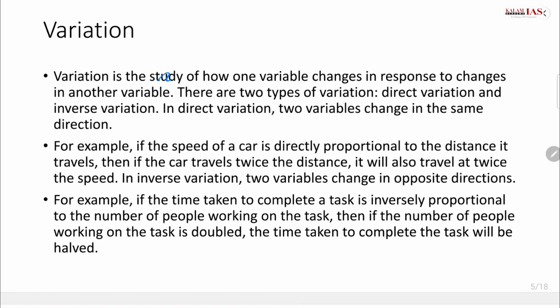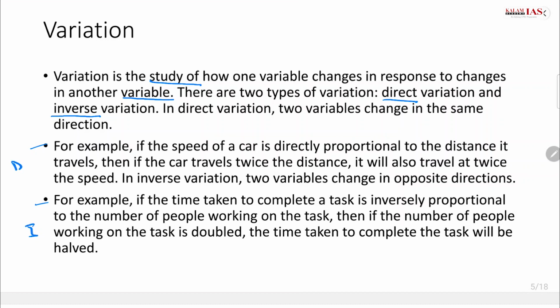Variation is the study of how one variable changes in response to another variable. There are two types of variation: direct variation and indirect or inverse variation. Suppose there are two things; we will see this in an example to understand direct and indirect variation.